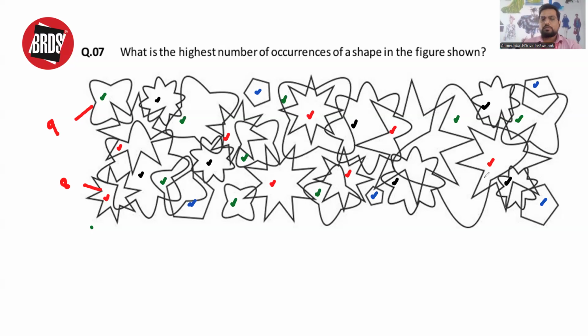Just to be on the safe side, you can do the counting of each of them separately, or you can analyze the figure and directly count those shapes about which you have a doubt whether it may be the answer or not. So the correct answer for this one is nine, and this is the shape which is occurring a total of nine times. Let's move ahead to the next one.